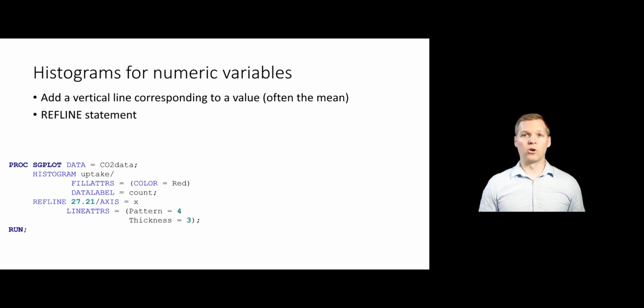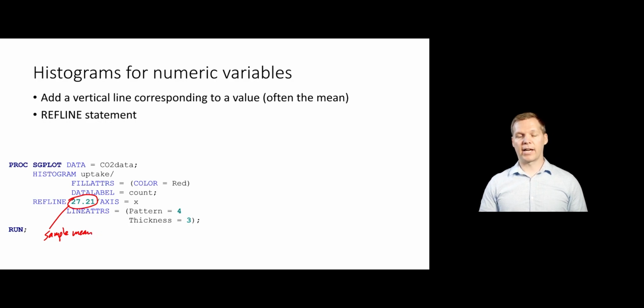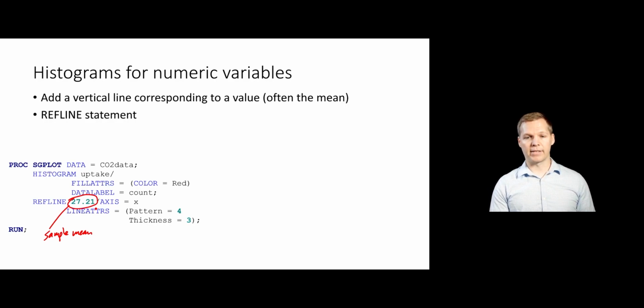We can also do things like overlay plots. So in this case, we're going to create a histogram, that same one we just did before, but then we're going to overlay a vertical line on top of that. We're going to overlay a vertical line corresponding to the sample mean of the data. We had to calculate this from one of our other procedures and then put it in manually. But what we're doing here is saying add a reference line at this value, 27.21, and do it on the x-axis. So that's going to make it a vertical line. And then we're going to use the line attributes option to change the pattern and thickness of that line.